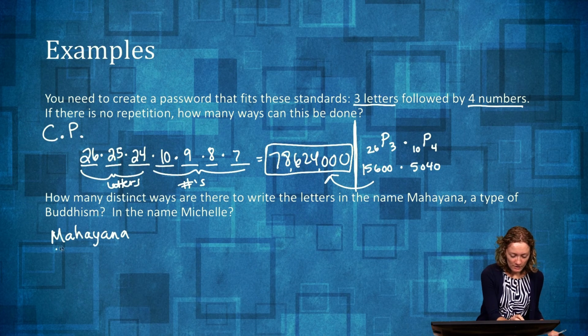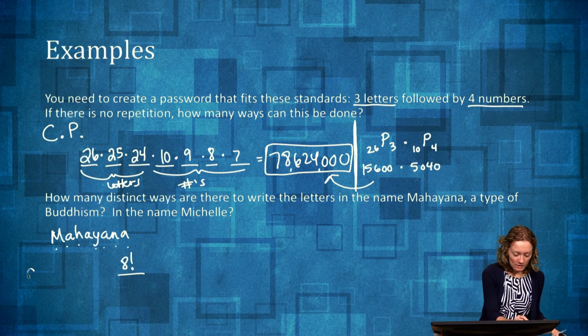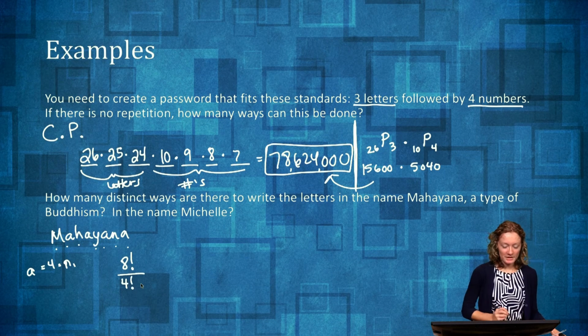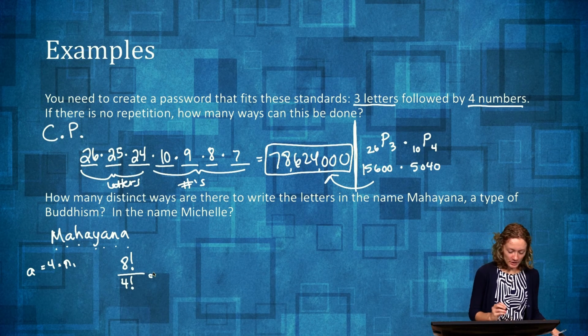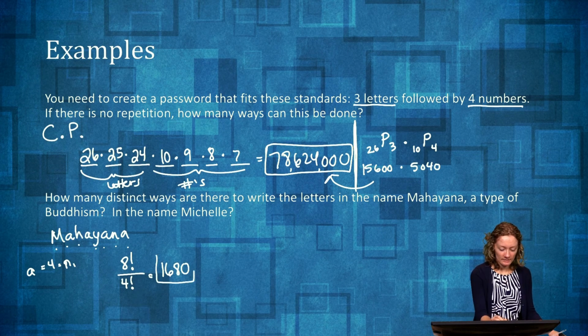Mahayana. We have 1, 2, 3, 4, 5, 6, 7, 8 total letters. So it'll be 8 factorial divided by, and then divide out the repetition. We have repetition amongst the A's. There are 4 of them, so that's going to be our n1. Do we have repetition anywhere else? Nope, that looks like it. So all we have to divide out is a 4 factorial. 8 factorial over 4 factorial. You can do it in the calculator, do it by hand. We're going to get 1,680.